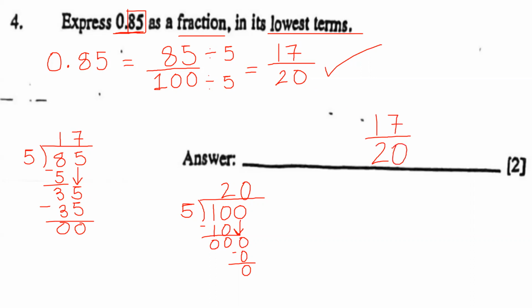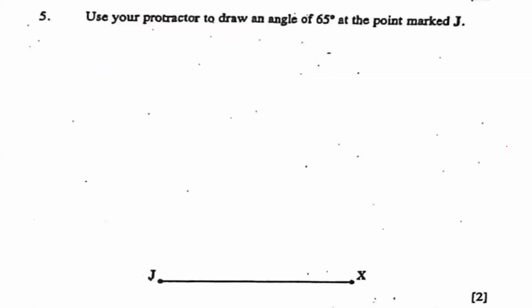17, so we have 17 over 20. That is the correct answer. That is 0.85 in lowest terms. Okay. Moving right along, let's go on to number 5. So number 5, it is a geometry question.